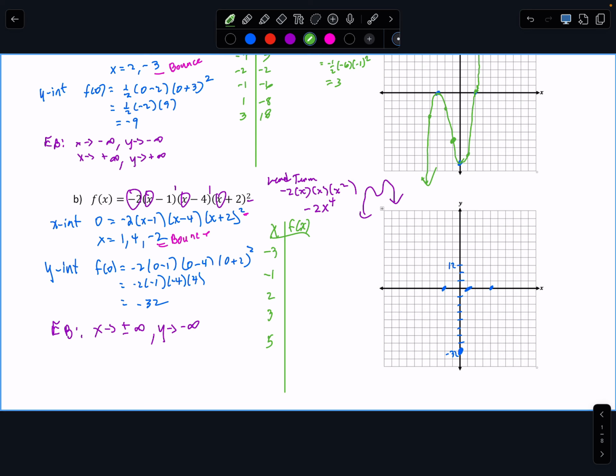And I'm not going to take time to plug those in and evaluate them. You need to be able to do that. And so I'm just going to give you what they are. They're negative 56. At negative 1 is a negative 20. At 2, it's 64. At 3, it's 100. At 5, it's a negative 392.